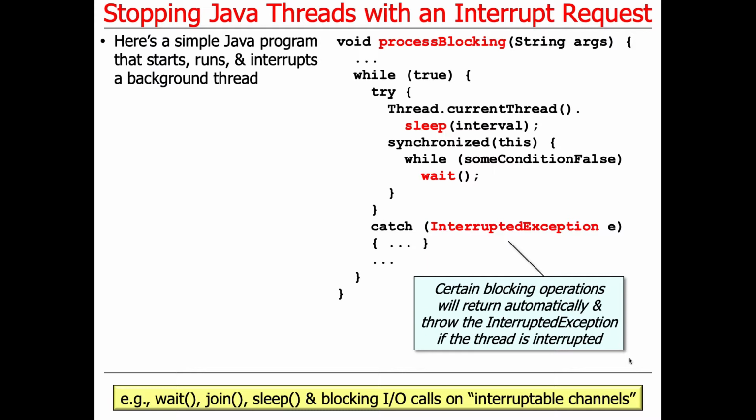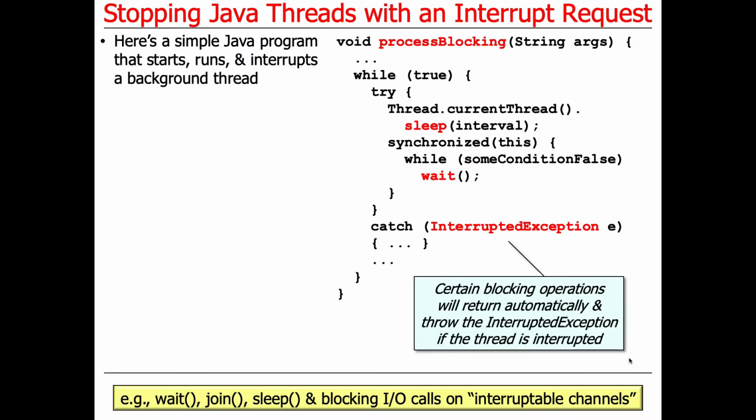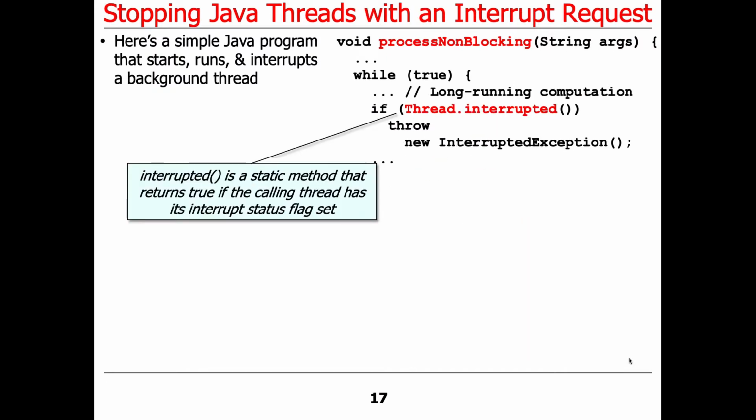And all of these things, wait, join, sleep, blocking I/O calls on interruptible channels, those are all things that the system knows how to unblock you from. So there's another way of doing things too. These are for non-blocking calls. So these are blocking calls, right? Stuff like sleep and wait are blocking calls. Non-blocking, let's say we just have some long-running computation that never blocks.